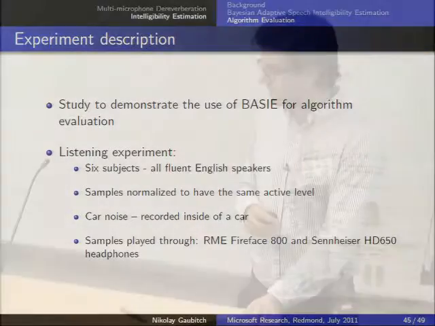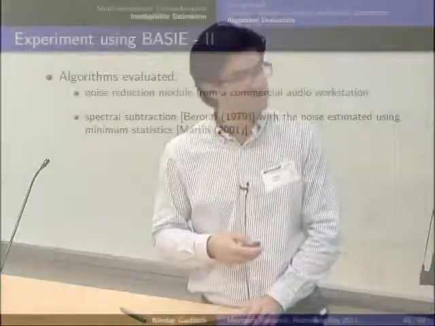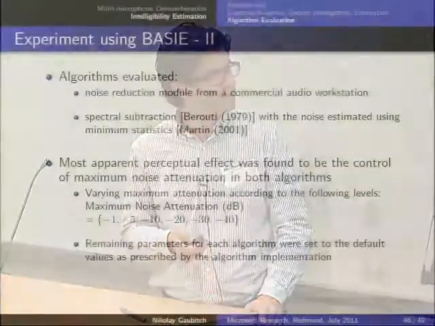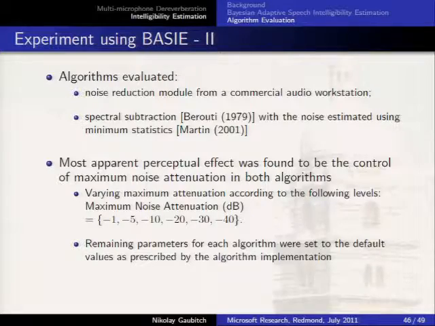So here is a relatively small study with this, just to demonstrate what the idea was. You have 6 people. The digit samples were normalized, and you have car noise in the background, and people listen to this with headphones. We tested this with noise reduction from a commercial audio workstation, which I won't mention by name. It's not good. And also just standard spectral subtraction with minimum statistics noise estimation. To choose the parameters, this commercial tool has 5, 6, 7 parameters that you can vary, but the one that makes the most difference when you listen is the maximum amount of noise reduction that you apply. It's similar with the spectral subtraction. That's where you can really hear things happening.